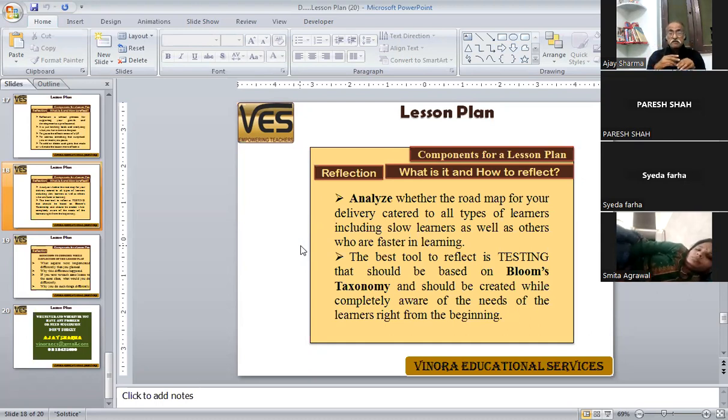slow learners, fast learners who are faster in learning, or mediocre type. And the best tool to reflect is testing that should be based on Bloom's taxonomy. I have done it earlier in some other webinar. I will take it up. Bloom's taxonomy is the tool that you can utilize for the best analysis of your performance.